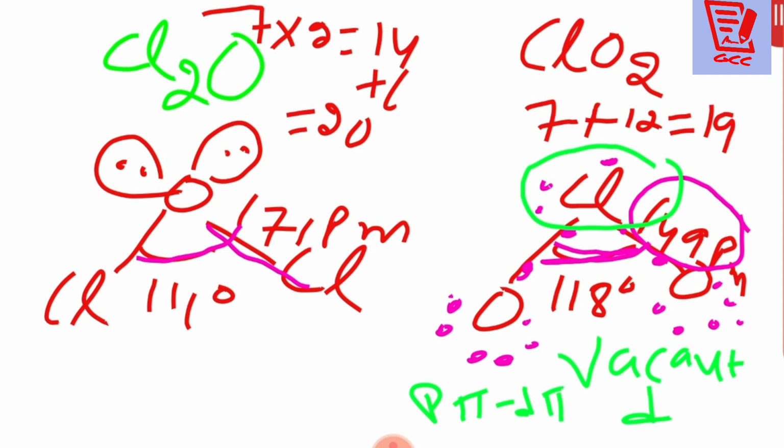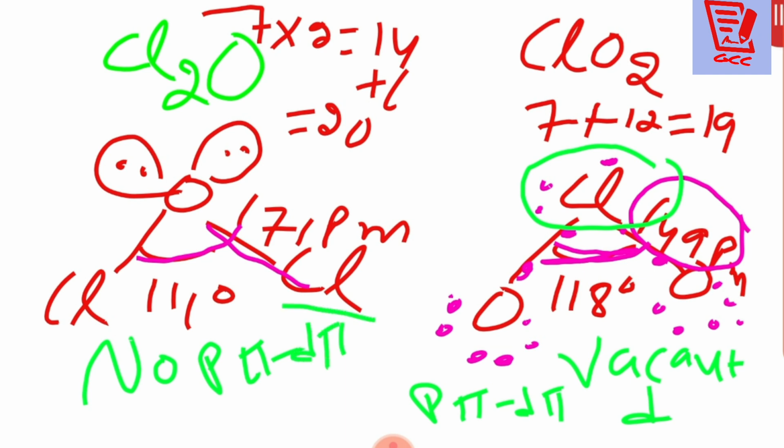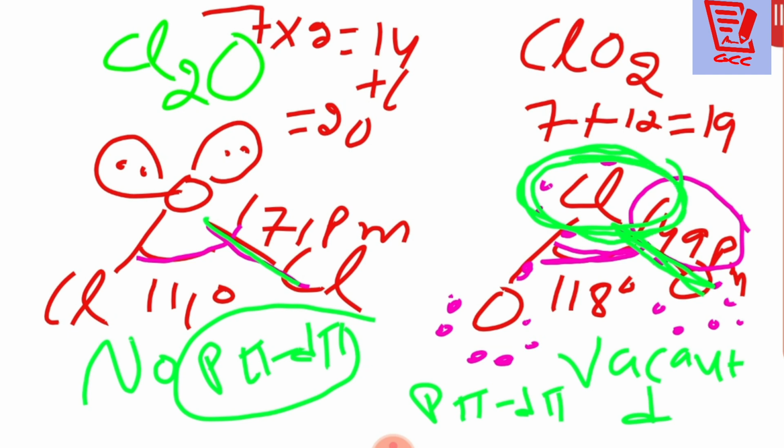But here there is no possibility of p pi d pi bond, because oxygen is the central atom and it does not have any vacant d orbital. Is that clear? So again I am telling you students, here we just need to compare the bond lengths of the OCl bond. This is the OCl bond, this is the ClO bond, and the ClO bond length is shorter because here chlorine is the central atom, which has a vacant d orbital, so it can form p pi d pi bonding. But here there is no p pi d pi bonding, because oxygen cannot have a vacant d orbital. Is that clear to all? I hope you are getting my point.